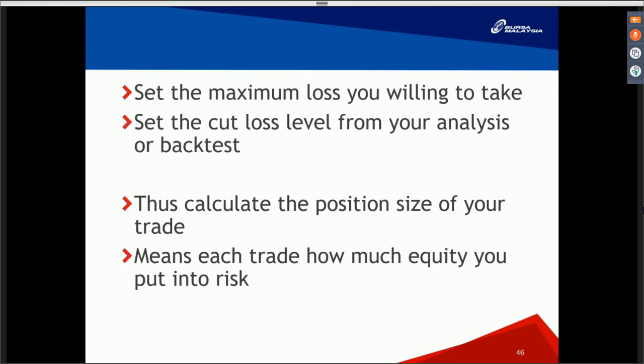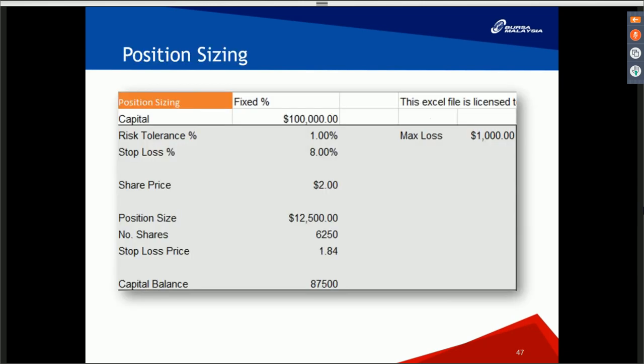So calculate the position size based on this, and decide how much equity you're going to risk in each single trade. So you can find out position sizing, which shouldn't be a big problem. Okay, the problem is whether you stick to this formula all the time.